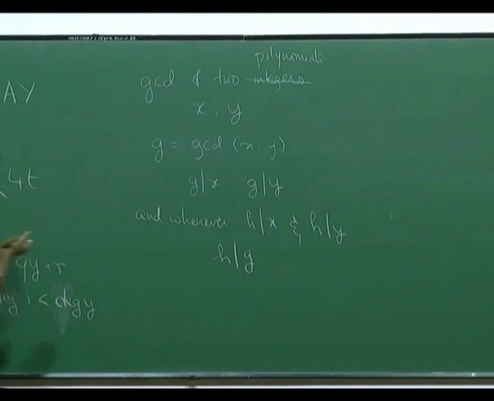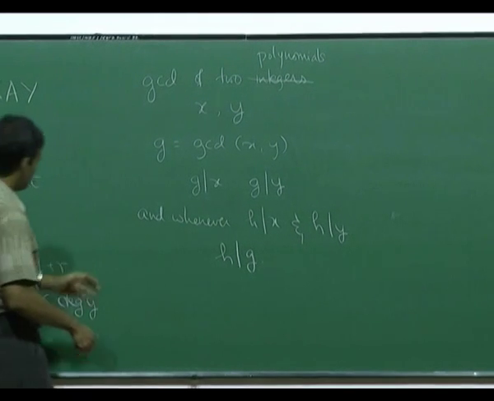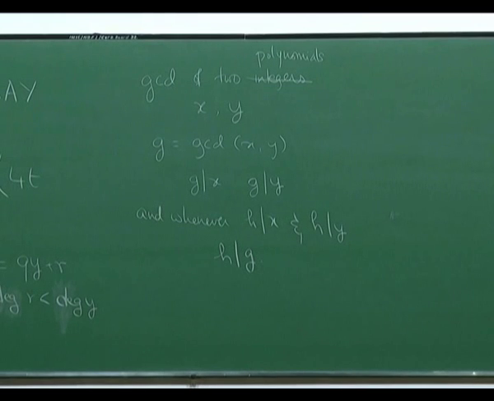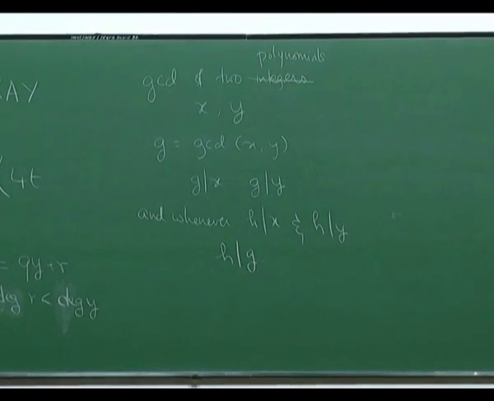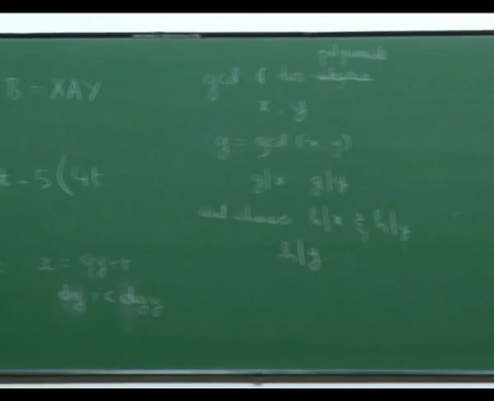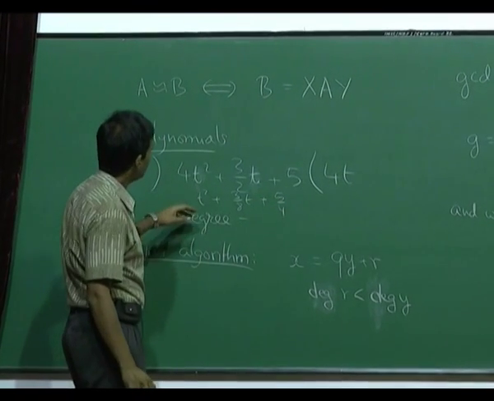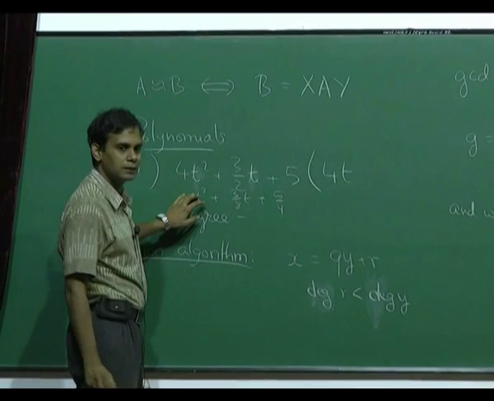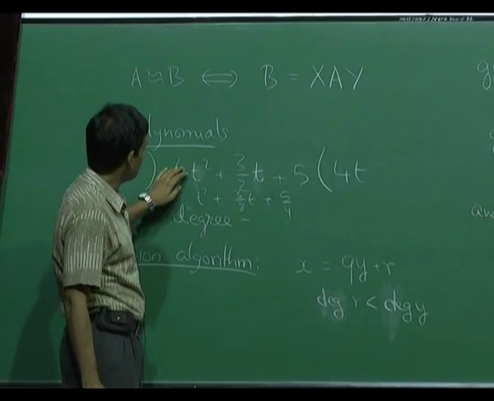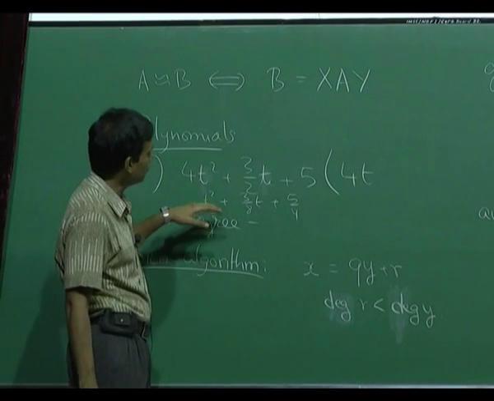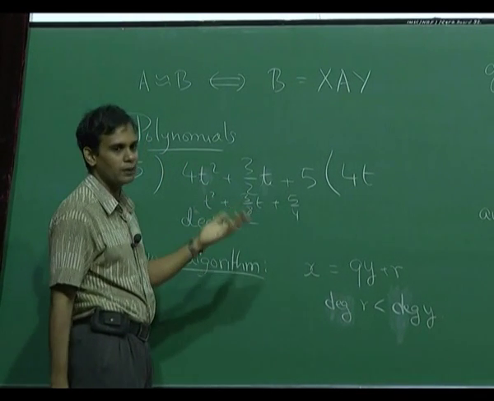You can take a polynomial and multiply it by some scalar. So, I can take this polynomial and divide it by 4, and I get another polynomial t squared plus 3 by 8t plus 5 by 4. And this is divisible by this, and this is divisible by this, because this is 4 times this and this is 1/4 times this. Okay, 1/4 is allowed here because it is a polynomial.